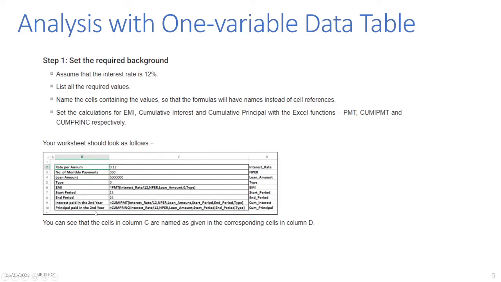And then we have principal paid in the second year. So cumulative principal. So interest rate divided by 12, that's the monthly interest, the number of monthly payments, the loan amount, then the start period, which is 13, and the end period, which is 24. So that's for the second year. You can see that the cells in column C are named as given in the corresponding cells in column D. So these are the names that are given for these columns so that we can have a more readable formula. So this is what we have done first. We have set the background.